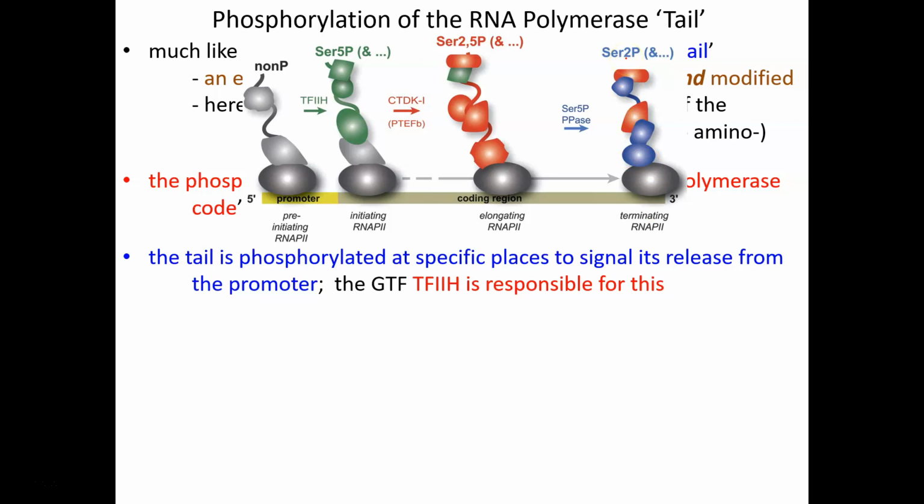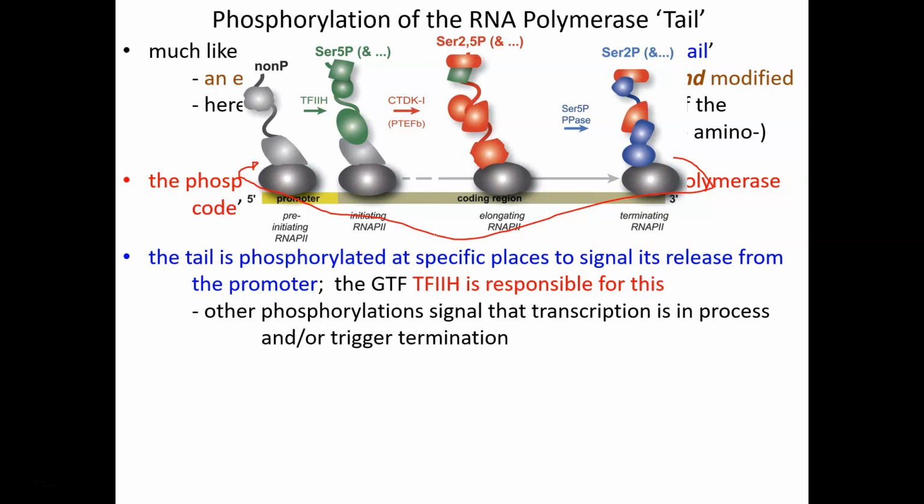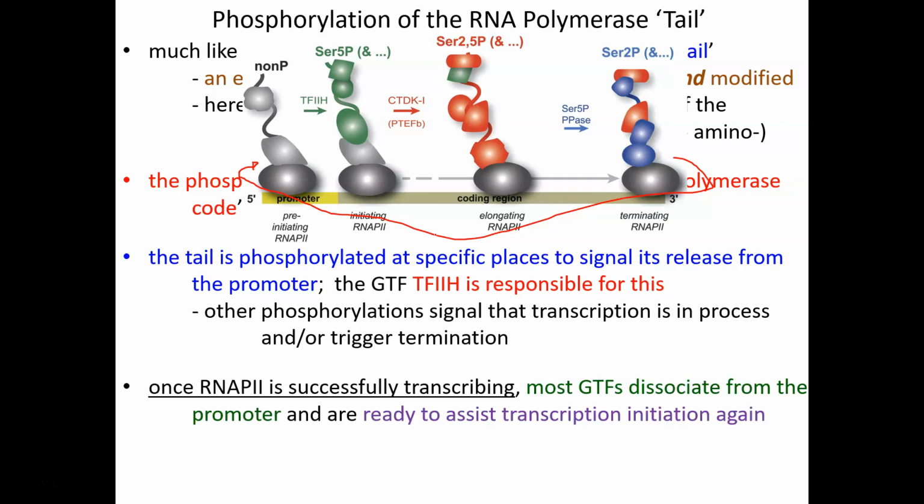Finally, that second phosphate is stripped off, so we have an unphosphorylated form of the RNA polymerase. This is after termination, and that unphosphorylated form of RNA polymerase is now ready to rejoin another promoter and be involved in recruitment and pre-initiation once again. So these phosphorylation signals control the state and function of RNA polymerase, and again tell the cell the status of that gene's transcription. Once RNA polymerase II is successfully transcribing, once we've transitioned to initiating and certainly to elongation, most of the GTFs dissociate from the promoter, and they're ready to assist transcription initiation again.